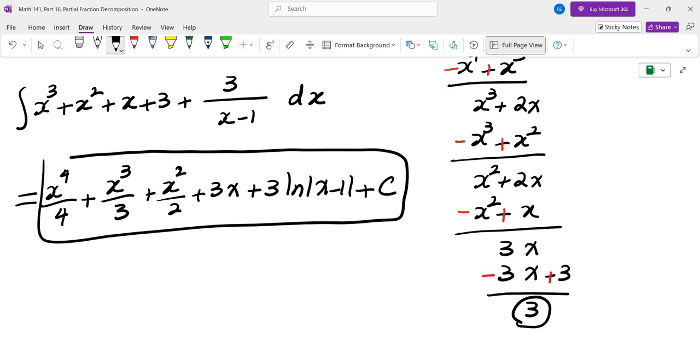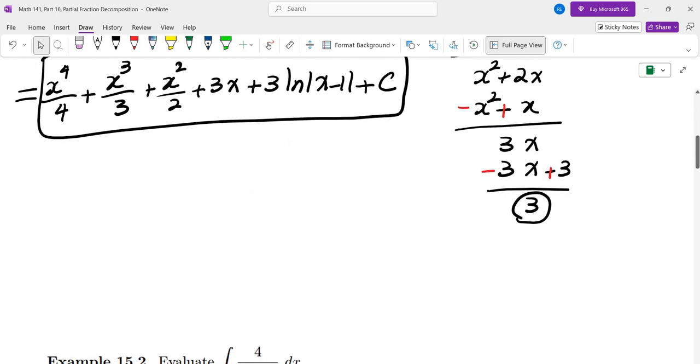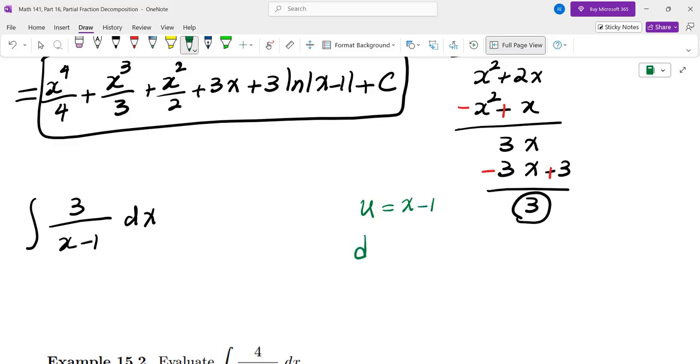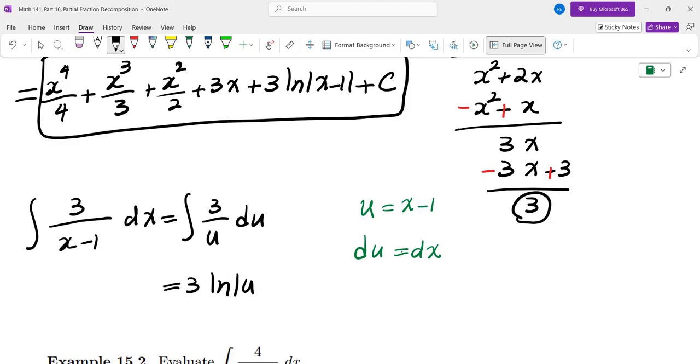Now, if you don't see how the integral of the last one is done, the integral of 3 over x - 1 dx can be done by a u-substitution. You can do u = x - 1, so du is going to be dx. If the denominator were, say, 2x - 1, then your du would be 2 dx, so it wouldn't be natural log of 2x - 1. So this would be the integral of 3 over u du, which is 3 ln|u| + C. So that's another way of doing the final integral.